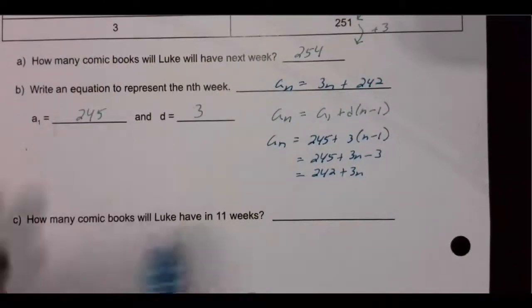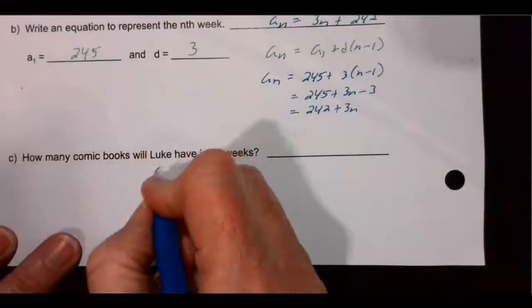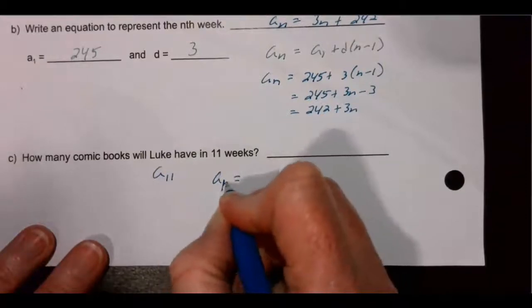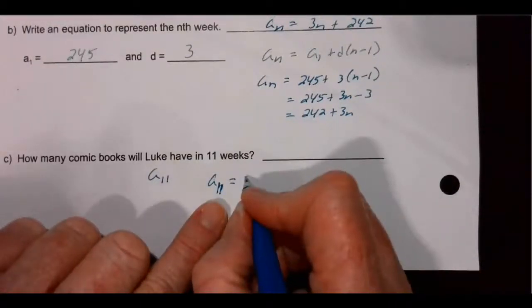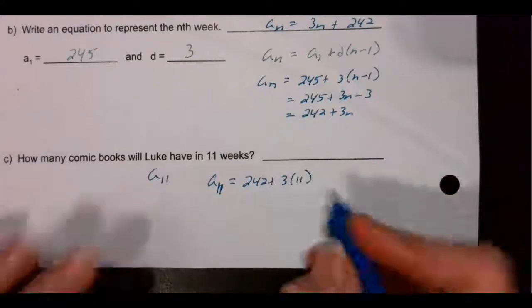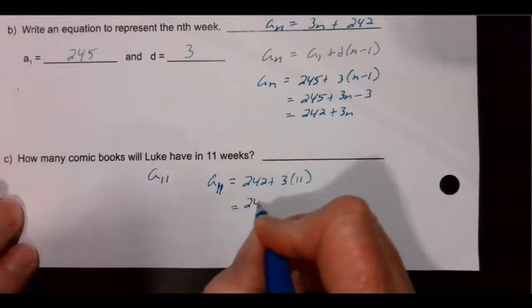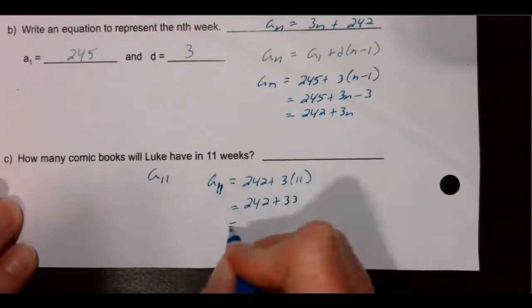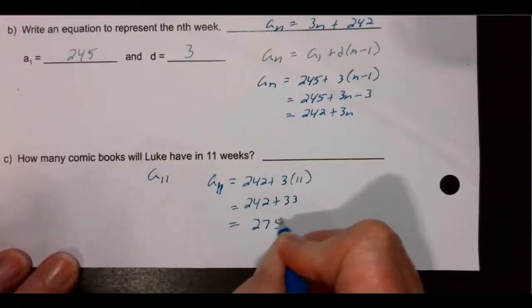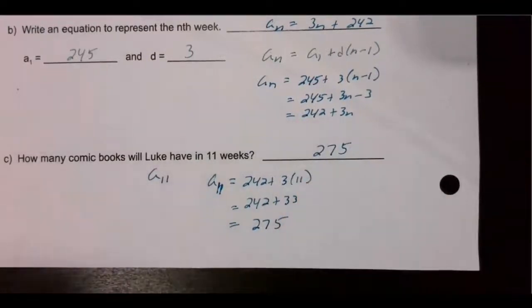So now, how many comic books will Luke have in 11 weeks? So that means what they want us to find is a sub 11. So we're just going to take our formula, 242 plus 3 times 11. Calculator. 242 plus 33, and we get 275. So how many books will we have? 275. Wow, a lot of books.